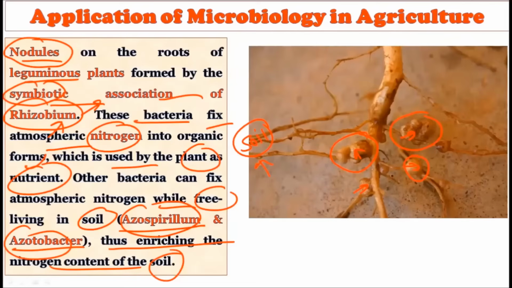Some bacteria form a symbiotic association with the leguminous plant, that is, they form nodules and fix the nitrogen and give it directly to the plants. There are some bacteria like azospirillum and azotobacter which are free living in the soil, and they trap the nitrogen in the soil, and this trapped nitrogen present in the soil can then be absorbed by the plants.